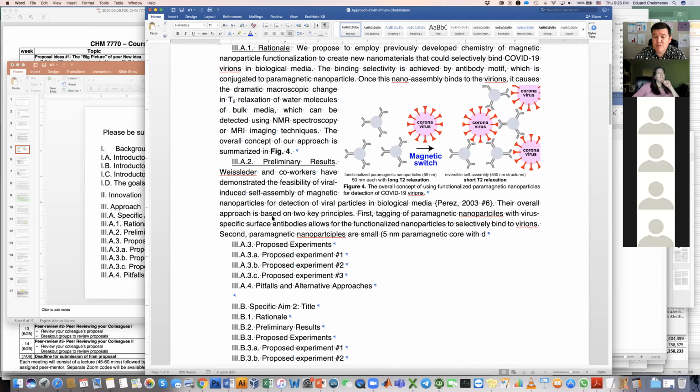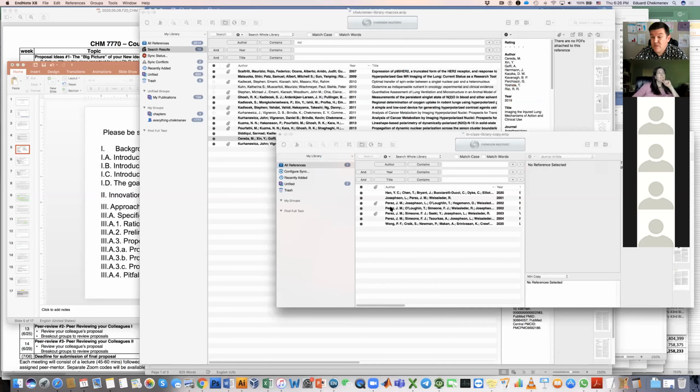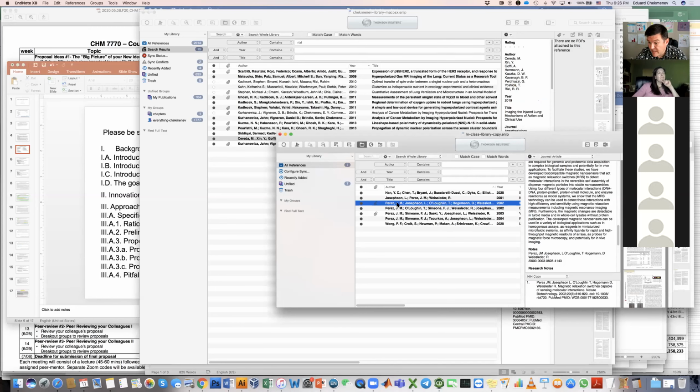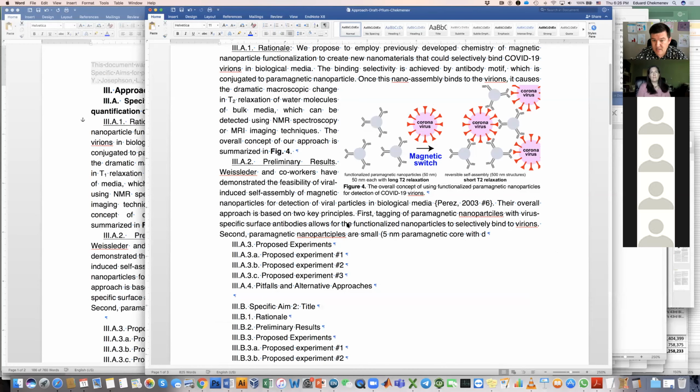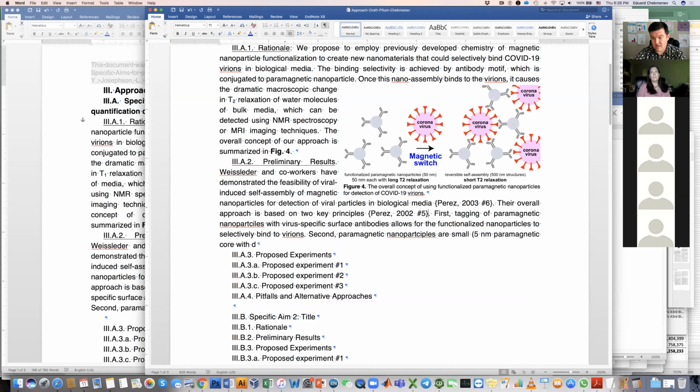Overall, the approach is based on 2 key principles. And what I'm going to do here, I'm going to cite another paper, because the paper which we reviewed was not exactly their seminal paper. This was a follow-up paper based on their Nature Biotechnology paper. So here I'm going to copy this paper, move it over to my Word document, and insert this citation for their overall approach. So, as we move along, I keep on adding our citations.